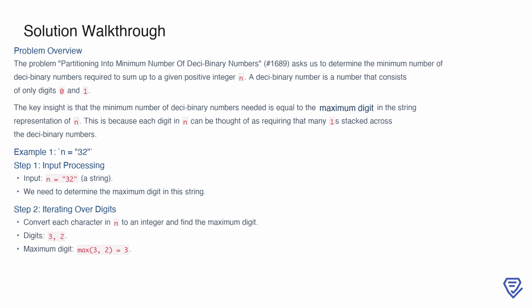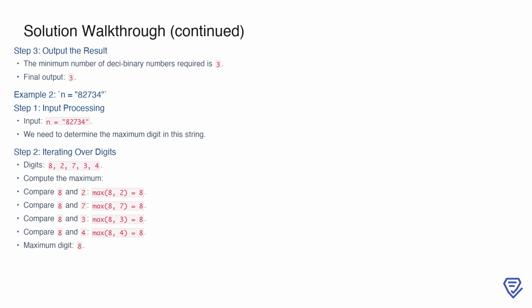For example, consider the case where n is 32. First, we process the input, which is given as a string. To find the solution, we iterate over each digit in the string, identify the digits 3 and 2, and compute the maximum value among them. The maximum digit, in this case, is 3, so we need 3 Deci-Binary numbers to represent n. Once the maximum digit is determined, we can directly output the result. For n equals 32, the minimum number of Deci-Binary numbers required is 3.